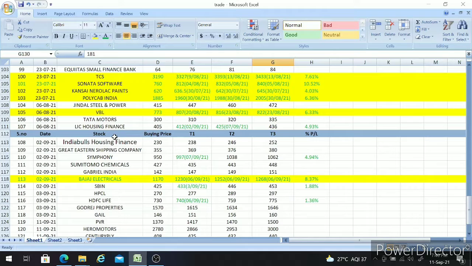And the next is LIC Housing Finance. I gave the buy call for this stock on 6th of last month at a buying price of 405, the first target being 412 and the second target being 425, and this 425 got achieved on 7th of this month, giving us a percentage return of 4.93.